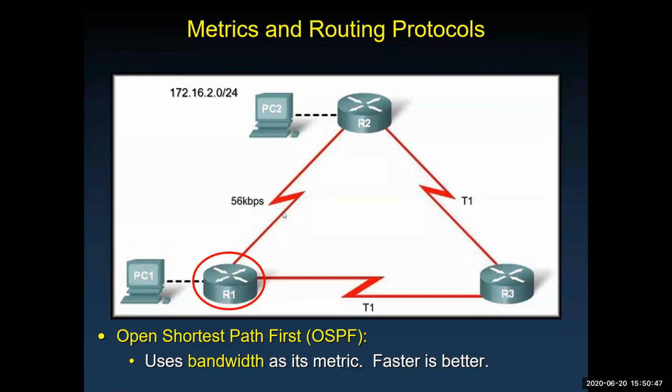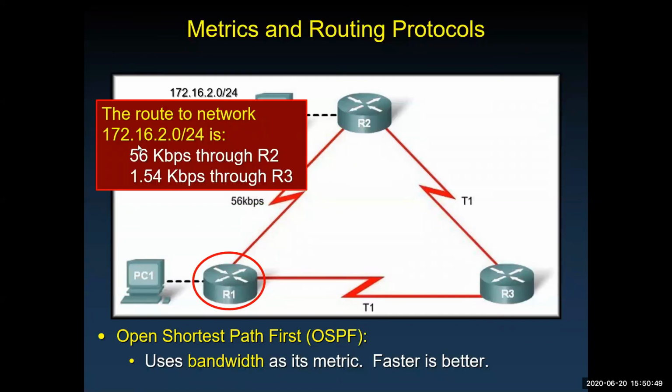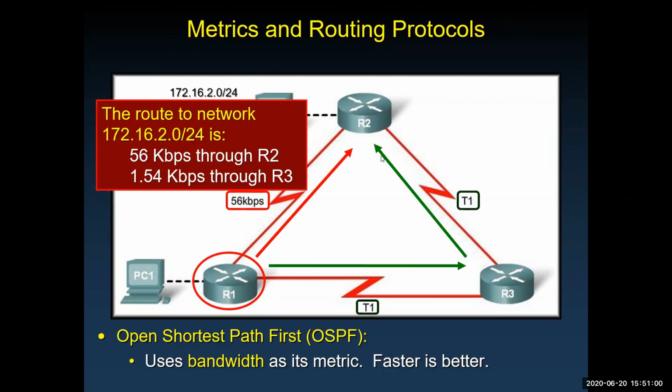Mabagal to. So, ang gagawin yan, sabihin niya, the route to 2.0 is through R2. 56 ang R2, 1.4 ang R3. So, ito, mabagal. Ito, mabilis. Hence, it will use the green arrow. Okay? So, tatalon siya sa R3, pupunta sa R2. Yun ang OSPF. Malinaw ba? Malinaw?